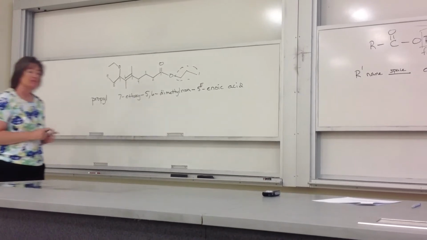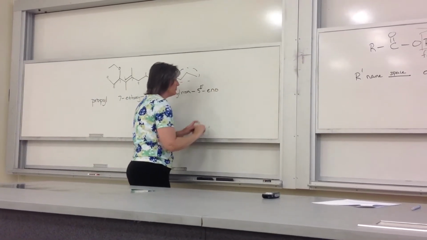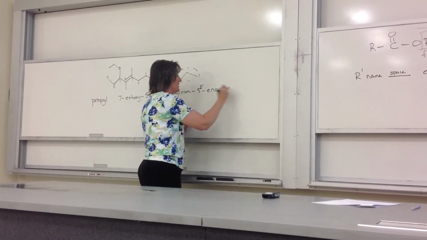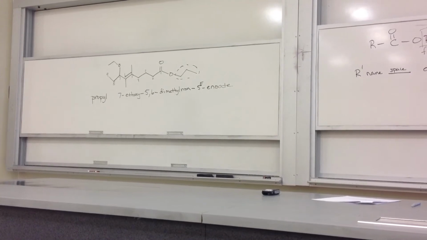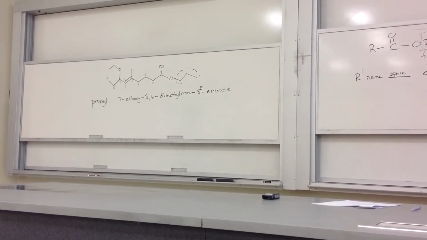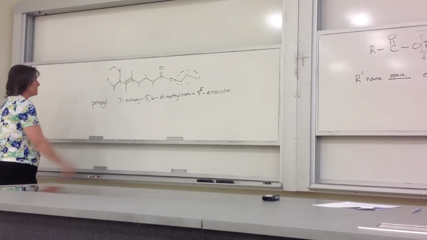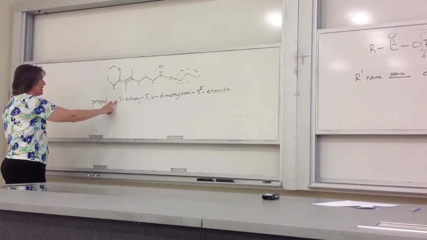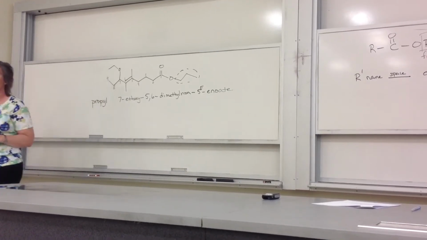Okay, but it's not a carboxylic acid. It's an ester. So we get rid of the acid. If you wanted to put the E in front, you have to put it right before the 7, right there, because the E pertains to the carboxylic acid parent.